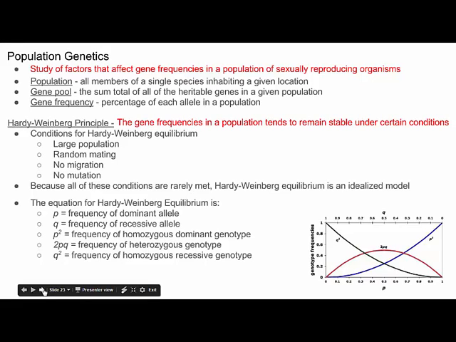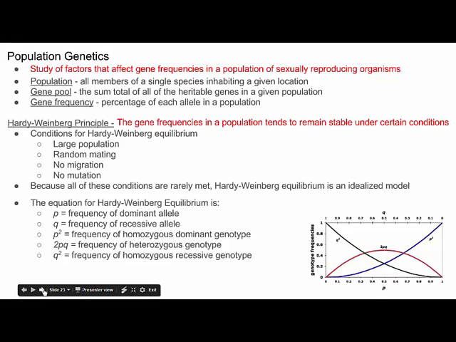And so the conditions that are necessary in order for this equation to work, in order for it to accurately predict the gene frequencies, has to be a large population. Okay? It doesn't work in small populations. Individuals need to mate randomly, and there is no selective pressure. There's no migration of organisms into or out of that population. And there are no mutations. If all of those conditions are met, then this equation can predict the frequency of various gene combinations.